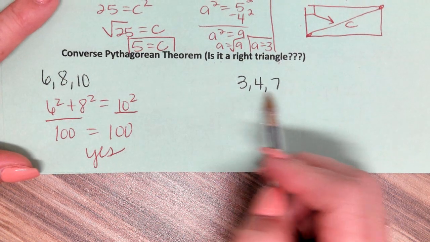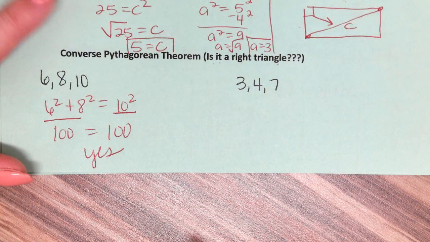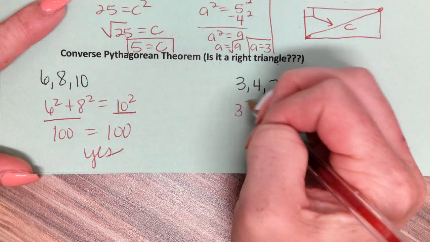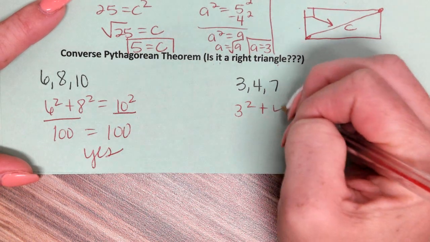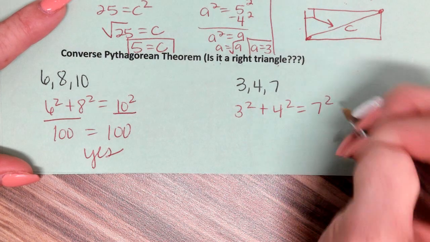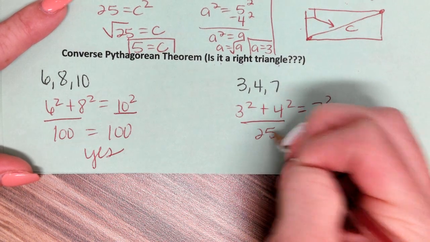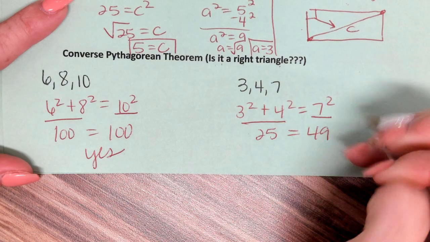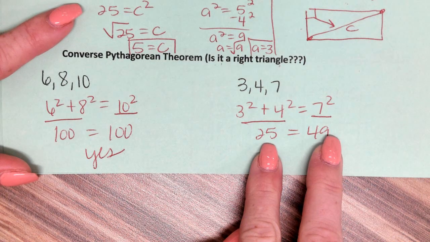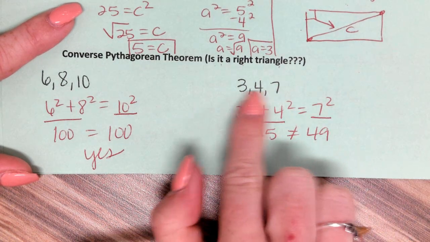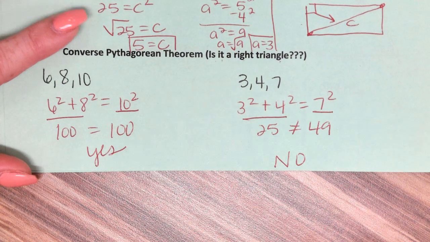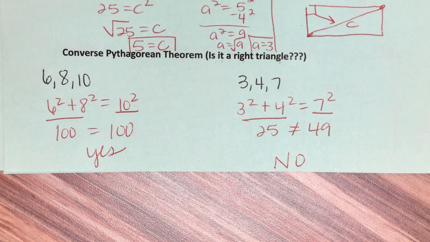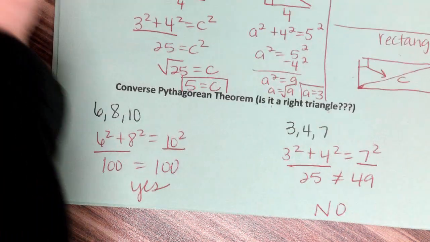So how would I set this one up? 3 squared plus 4 squared equals 7 squared. Type that in, you get 25. Type that in, you get 49. Do those equal each other? So would these three numbers form a right triangle? Nope. Any questions on that so far?